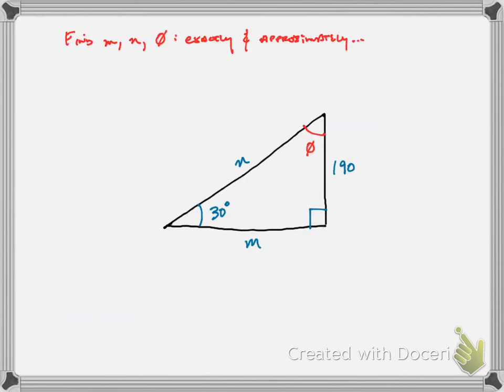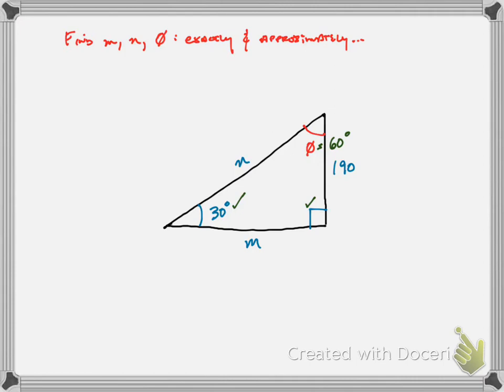Next example, we want to find m, n, and phi both exactly and approximately. And the place that I would probably start in this instance is I'm going to go ahead and just say that phi is equal to exactly 60 degrees. We know that phi is 60 degrees because this angle was 30 and this angle was 90, and again, the three angles of any triangle add to 180 degrees.